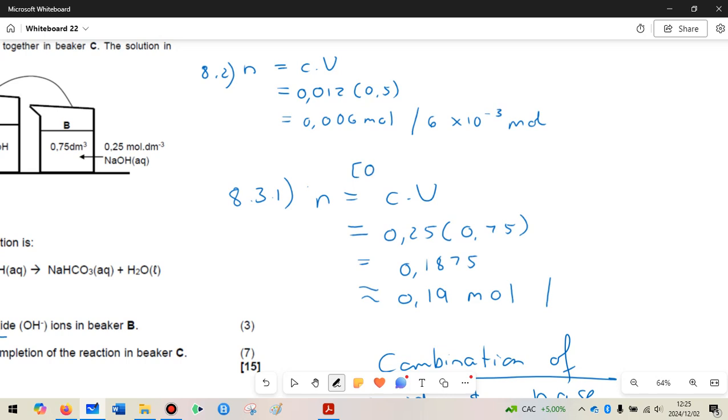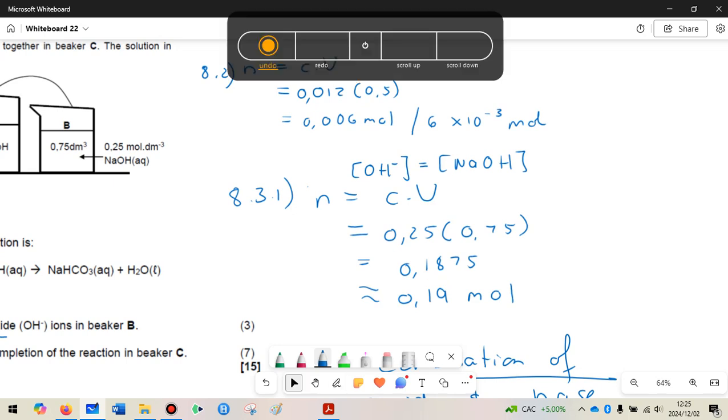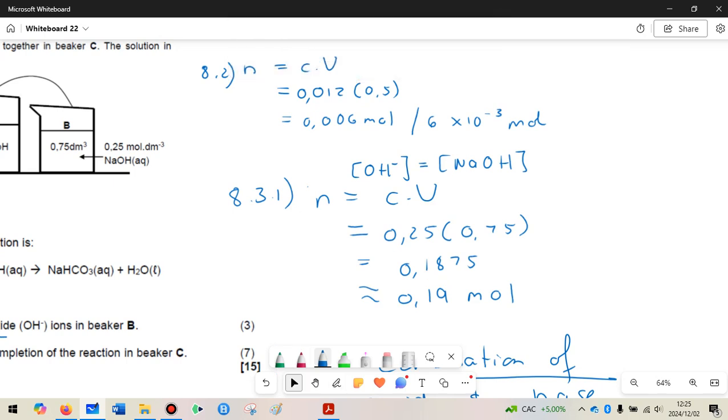I would say, remember square brackets means concentration. I would say the concentration of the hydroxide is equal to the sodium hydroxide. And that's why I'm allowed to sub in the sodium hydroxide concentration instead of the hydroxide, because I know they're equal. Okay, and I end up getting 0.1875, which I've rounded to 0.19 mole. I'm actually going to keep that whole value for my next calculation, which is going to ask you to work out the pH of the final solution.